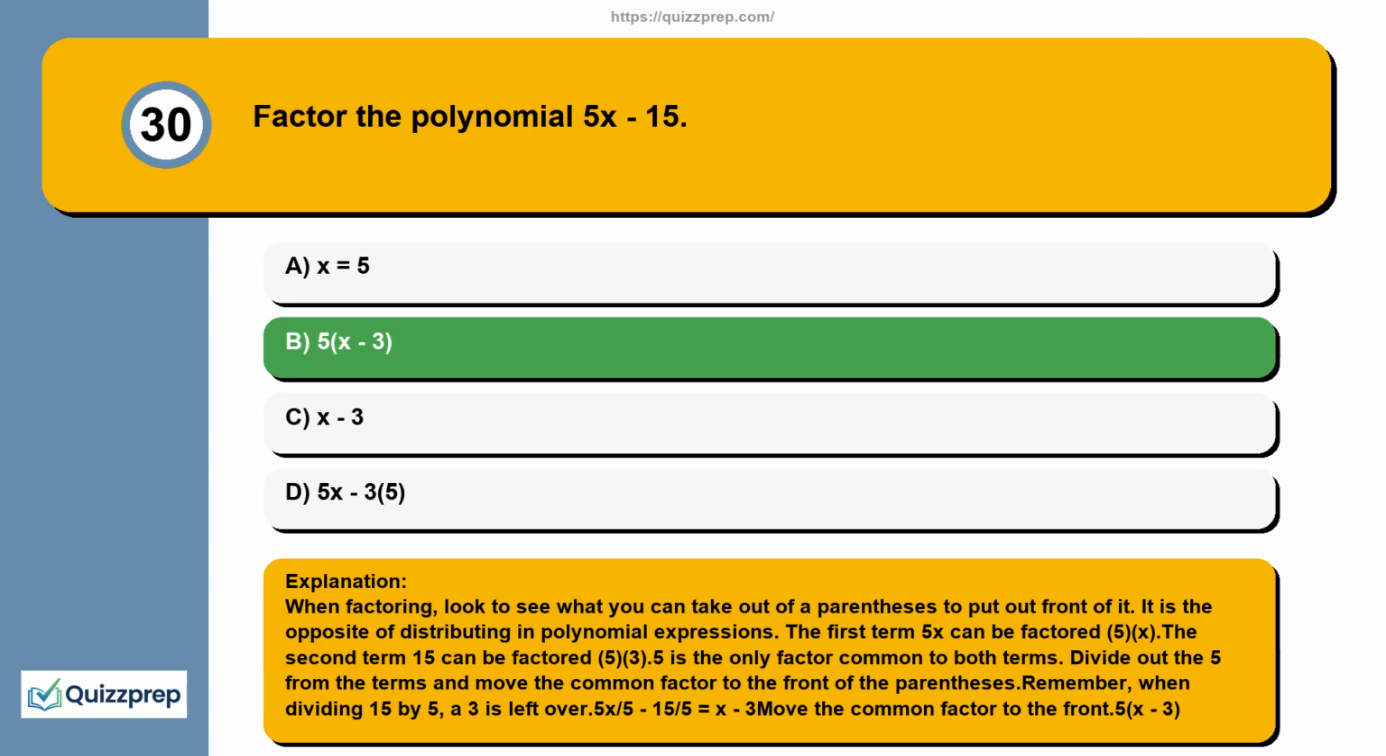Divide out the 5 from the terms and move the common factor to the front of the parentheses. Remember, when dividing 15 by 5, a 3 is left over. 5x/5 plus 15/5 equals x plus 3. Move the common factor to the front. 5, x plus 3.